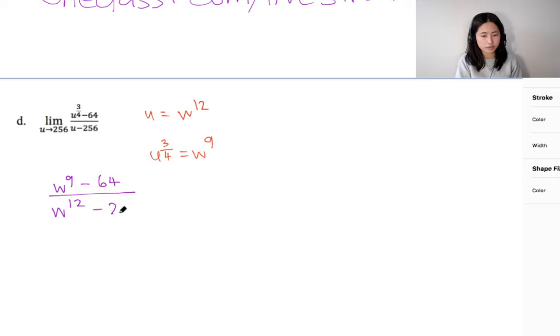Does that make sense? And then we're just going to take the limit of that. Because it's u to begin with, we need to change this into w. Because this is 256, all we have to do is plug in u. So we know that u is 256, and this is equal to w raised to the power of 12. As a result, because we want w, you need to take the 12th root of both sides. Does that make sense?